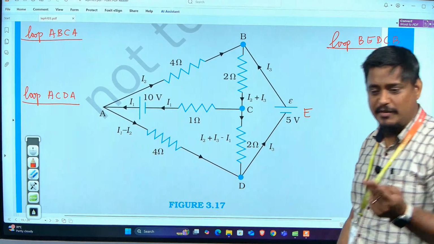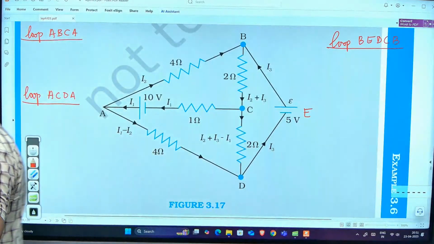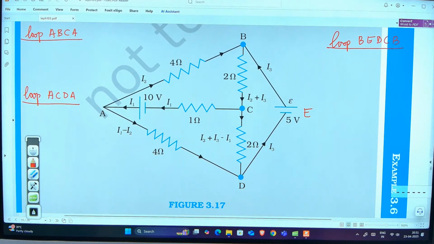Now I will give 2 minutes of time, not more than that, to make the equations. I will write on the board and you will check yourself whether your equations are matching with my equations or not.